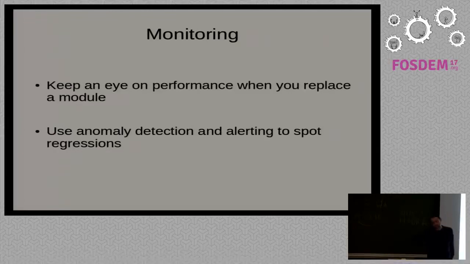And monitoring, it's very important just to track that you don't make regressions in performance. Usually I use anomaly detection and alerting to spot regression. So when I replace something, I have some alerts in Slack or in mail, or whatever you use, HipChat, I don't know, that says, oh, it's 10% slower than before the release. That's not normal.